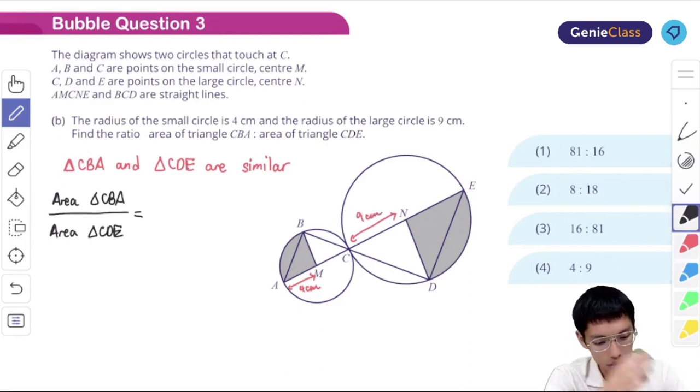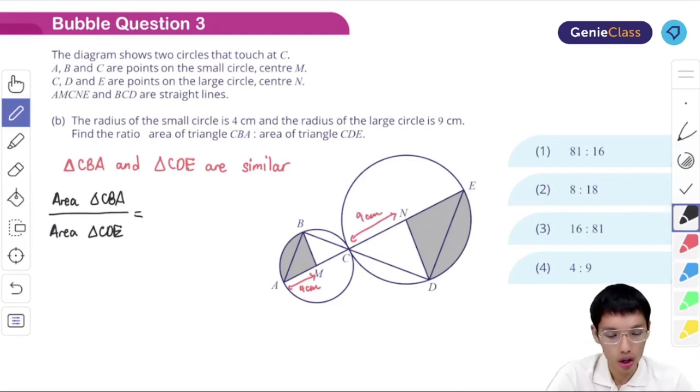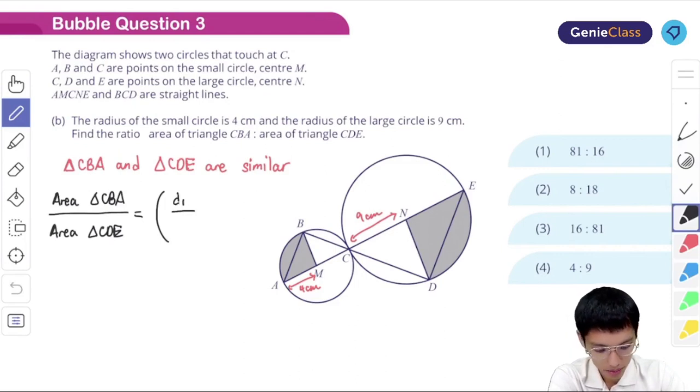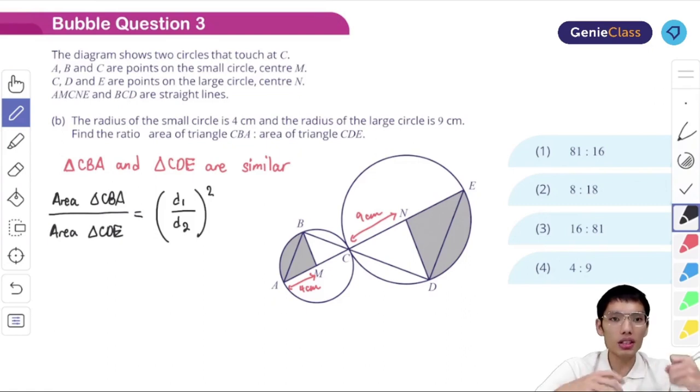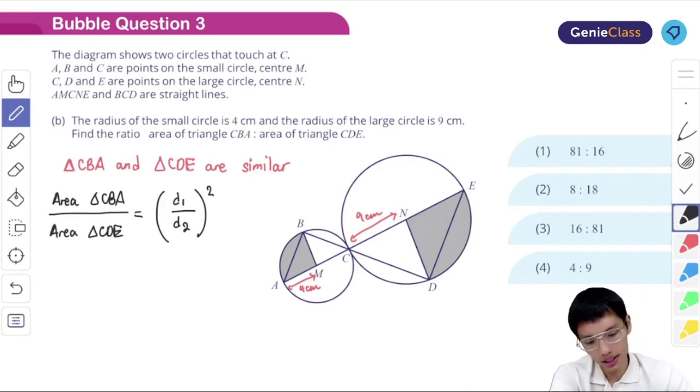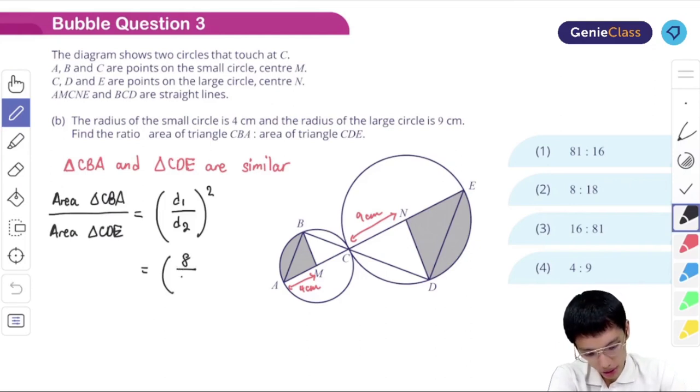How do I solve this? Take note, CBA is the small radius, but in this case, we cannot use the radius because it is not part of the whole circle. We have to use the diameter, d1 over d2, squared. Even though in this case your answer will be the same, take note you have to use the diameter. If not, you'll fall in the trap of number 4 if you forget to square. That's where I know some of you chose the radius. Next up, diameter is just twice of it, 8 over 18.